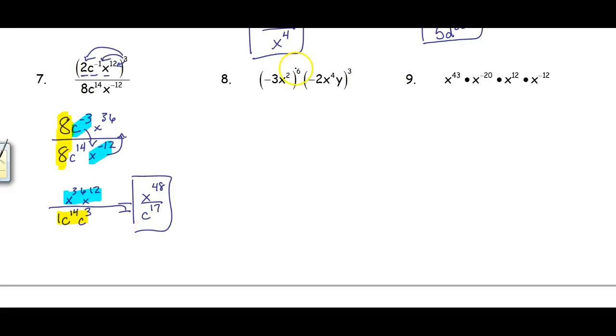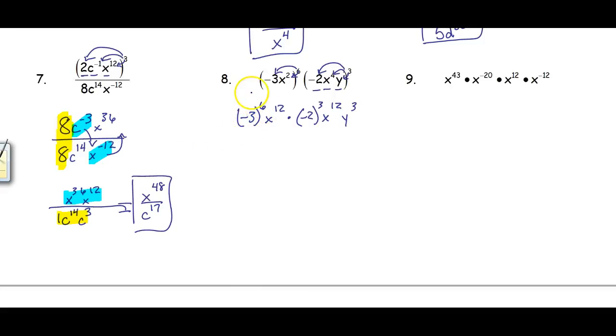All right, number 8. You got to make sure you distribute everywhere. In the second one, you have 3 terms, and the first one 2 terms. So you have negative 3 raised to the 6th power, x to the 12th, times negative 2 raised to the 3rd power, x to the 12th, y to the 3rd. Make sure you keep the negatives in parentheses. It's going to give you a completely different answer if you do not.